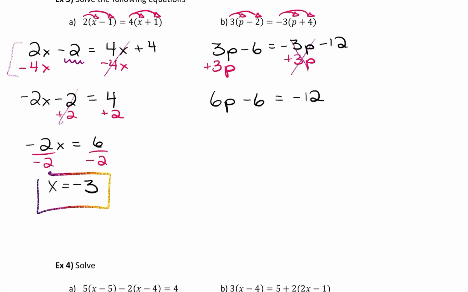This is now a two-step equation to solve for p. We're going to add 6 to both sides. 6p equals negative 12 plus 6 is negative 6. And we're going to divide both sides by 6 to get p by itself, so p equals negative 1.